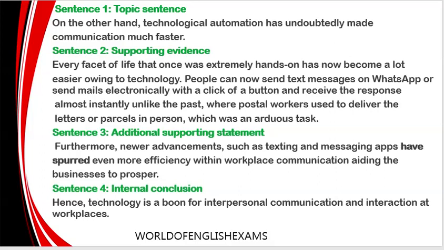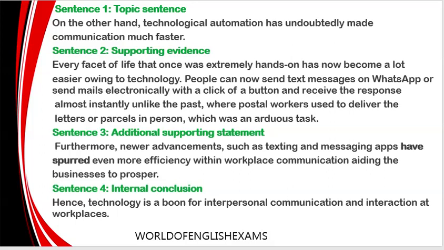It was never so easy before. Okay, because there used to be a lot of process for the letters or any sort of information or goods to be delivered to us. So now I will also want to write an additional supporting statement. What is that?